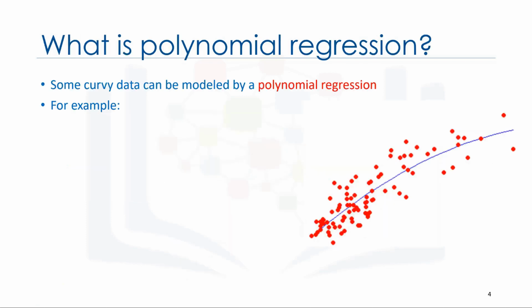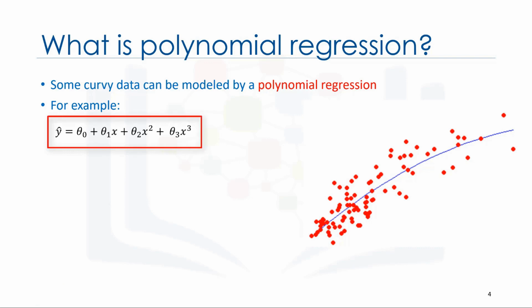So, what is polynomial regression? Polynomial regression fits a curved line to your data. A simple example of polynomial with degree 3 is shown as y hat equals theta 0 plus theta 1 x plus theta 2 x squared plus theta 3 x cubed, or x to the power of 3, where thetas are parameters to be estimated that makes the model fit perfectly to the underlying data.